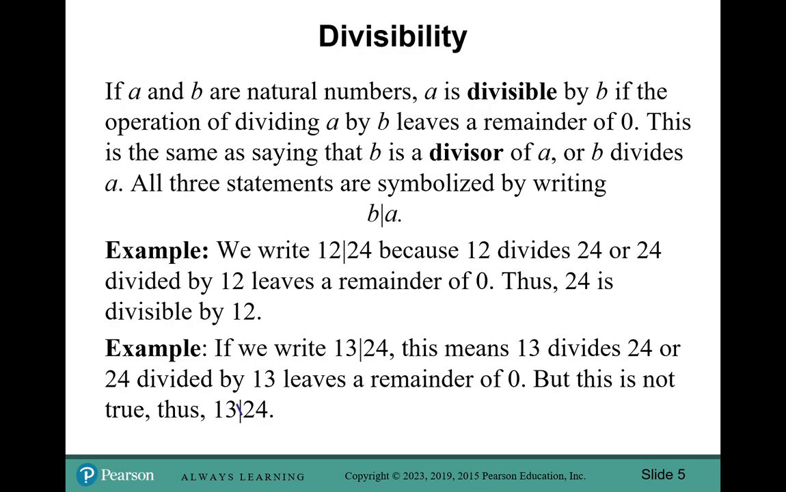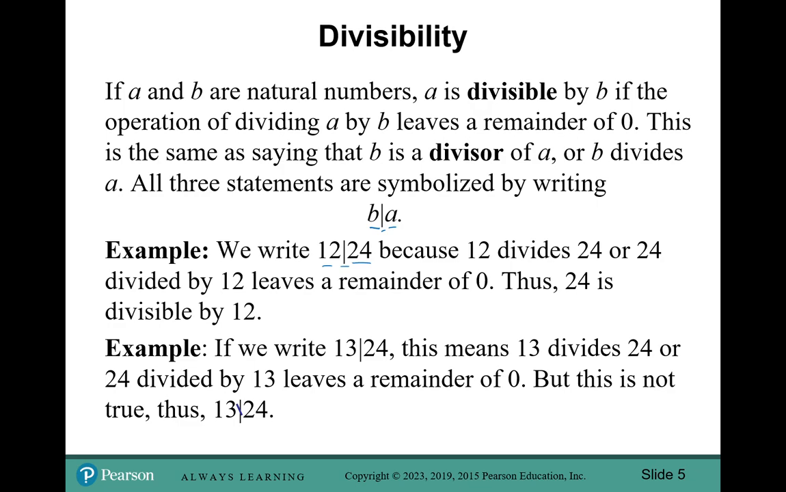We write 12 divides 24 because 12 divides 24. So remember, this symbol means divides. Anytime you see this, B divides A, 12 divides 24, because 24 divided by 12 leaves a remainder of 0. Thus 24 is divisible by 12.